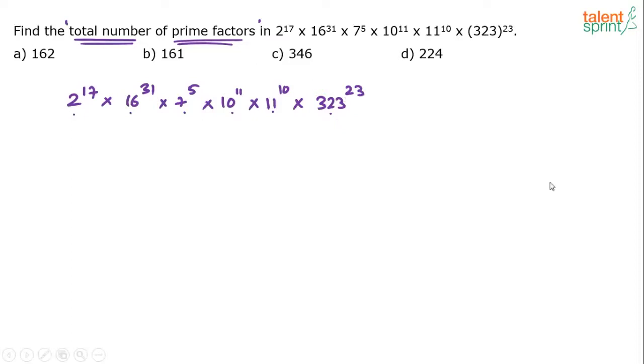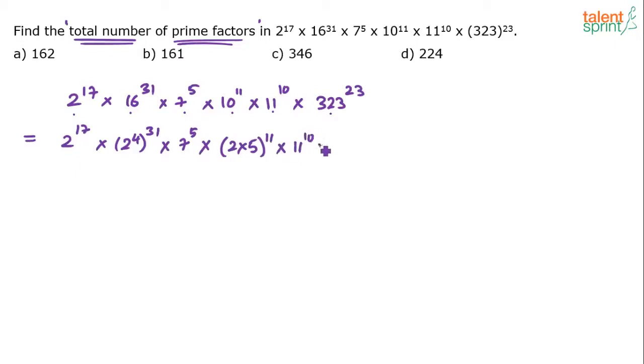How do you express 323? I think 340 minus 17, right? This is 17 into 19. Yeah, so let's first express all the bases as prime numbers. So 2 power 17 as it is, 16 can be taken as 2 power 4 whole power 31 into 7 power 5 into 10 can be taken as 2 into 5 whole power 11, 11 power 10 is 11 power 10 into 323 can be taken as 17 into 19, both of which are prime numbers, right? Whole power 23.